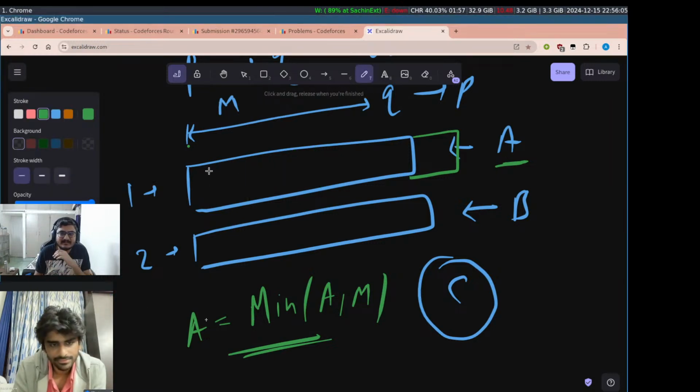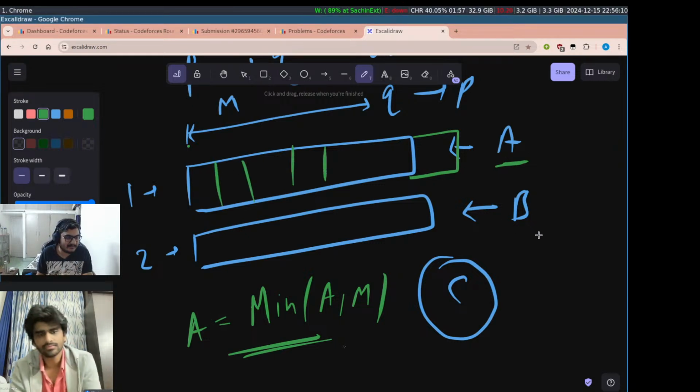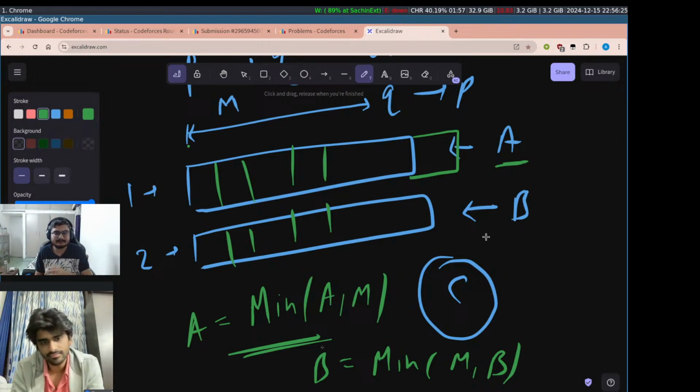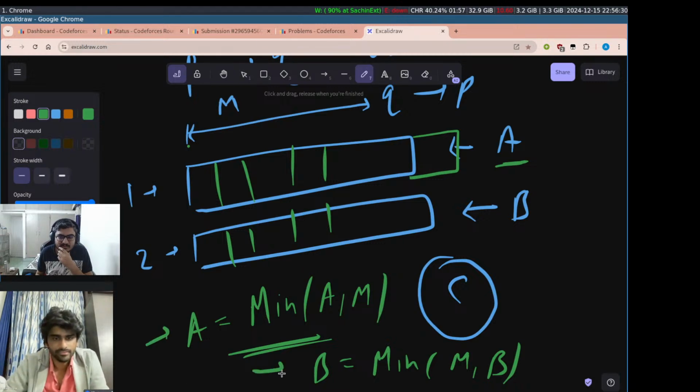Similarly, we can try to make people of type B sit in the second row, as many people as we want. And we can also do B equal to minimum of M comma B, because if the number of type B people is more than M, then we won't be able to accommodate them anywhere here. Once we do this, we no longer need those if cases we have.